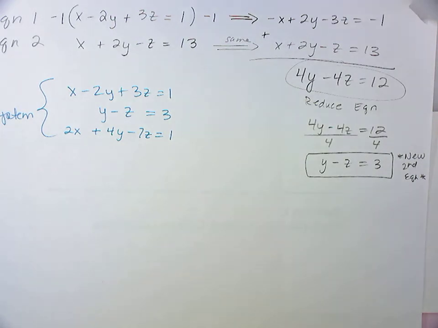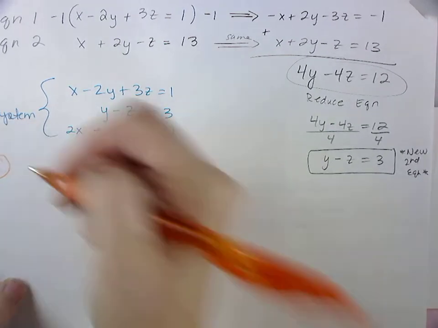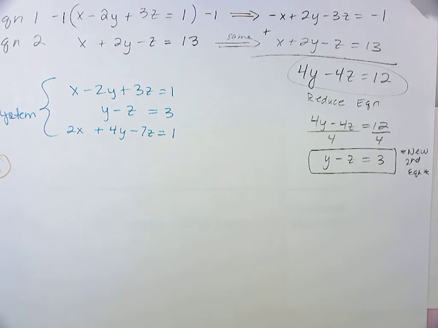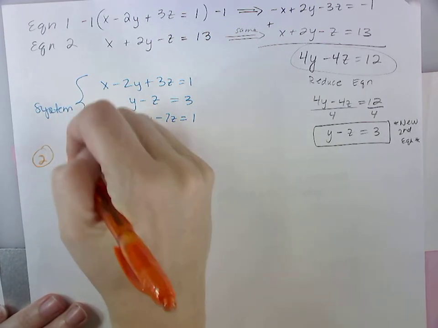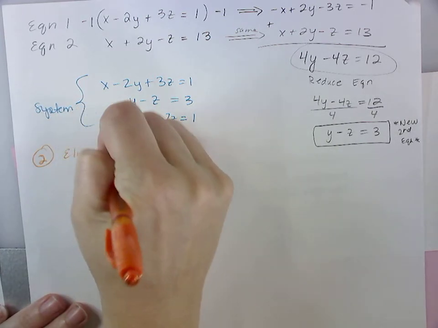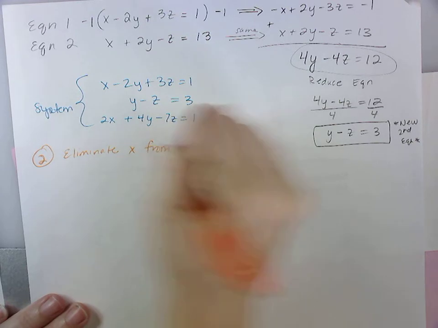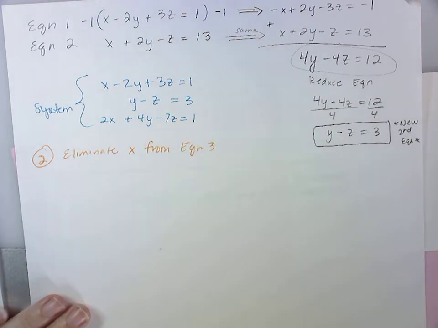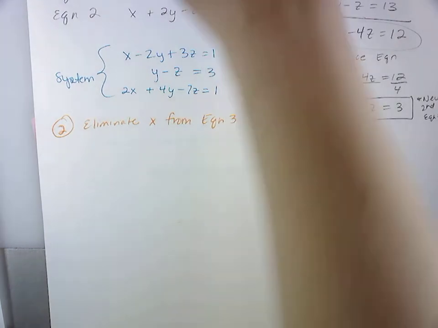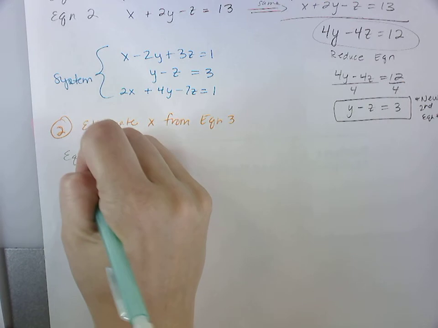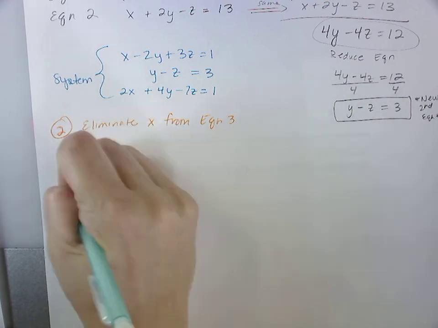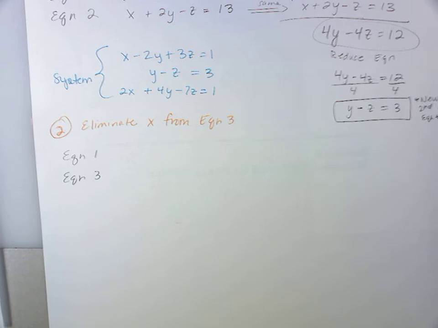Do you guys think you can tell me what we're going to do next? What our next goal is for step 2? Okay, so we have to clean up equation 3. So we do have to eliminate the x and the y. First, we're just going to eliminate x. Okay, so our second step is going to be to eliminate x from equation 3. Now to do that, you can always take equation 1 and 3 to do that. You just can't use equation 1 and 2 again. Okay, so I use equation 1 and 3.